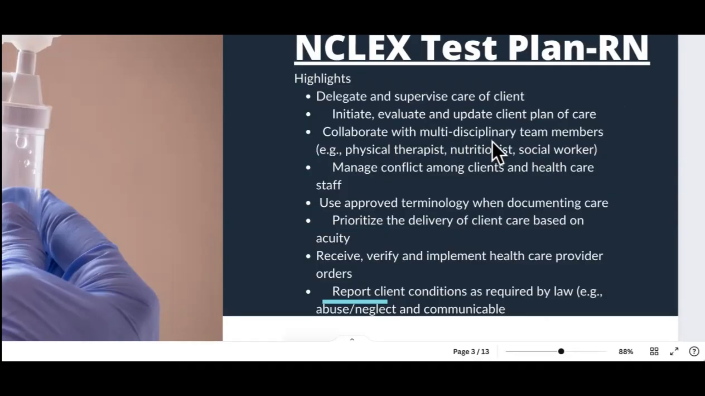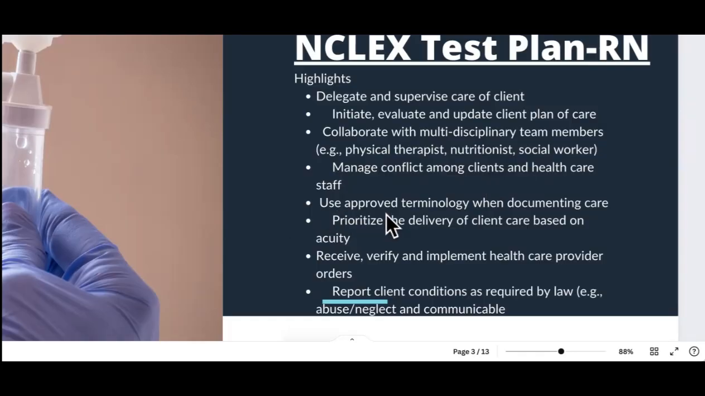Collaborate with multidisciplinary team members. All right. So collaborating with the physical therapist, the social worker, the nutritionist. Notice before when we had that question around the patient who's going to be discharged to a SNF, or skilled nursing facility, that is a collaborative duty. Okay. And you're working with multidisciplinary team members on the care coordination team. All right. This next bullet is manage conflict among clients and healthcare staff. Okay, manage conflict among clients and healthcare staff.